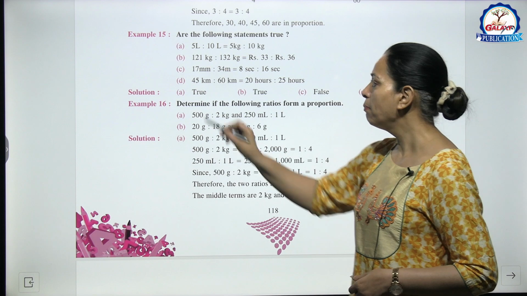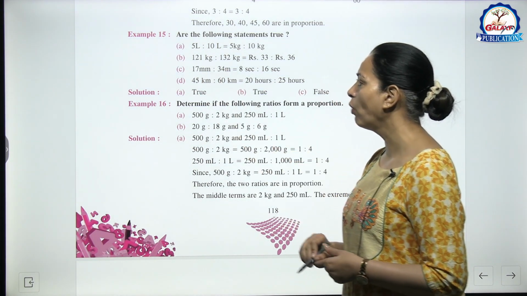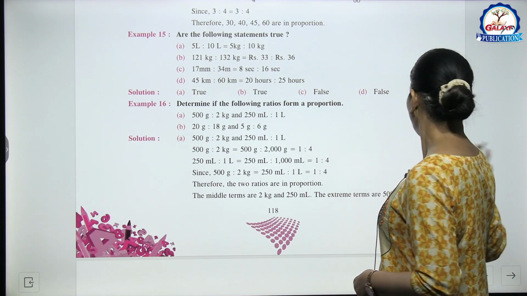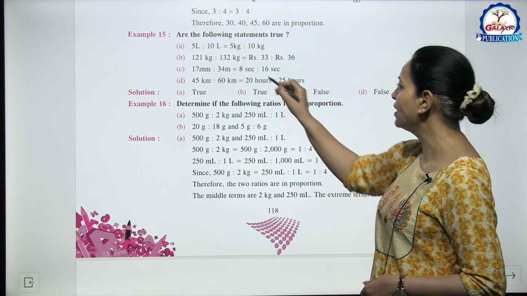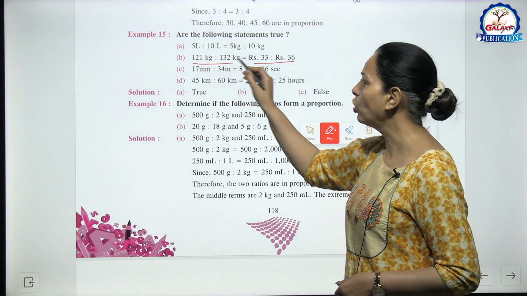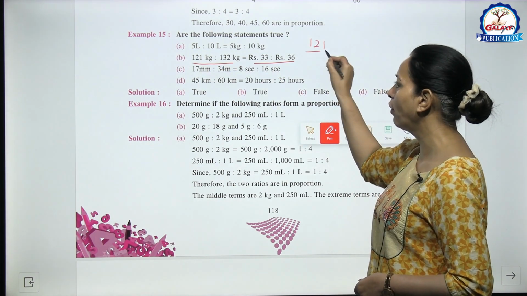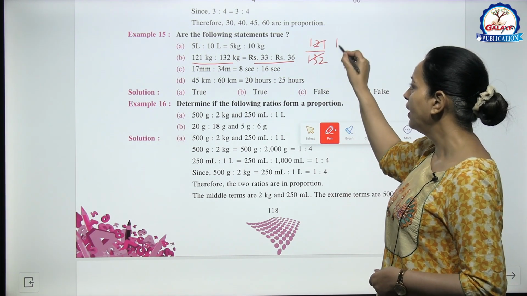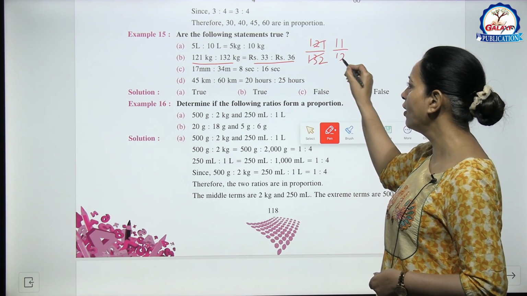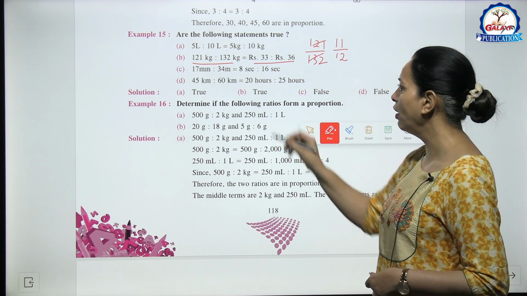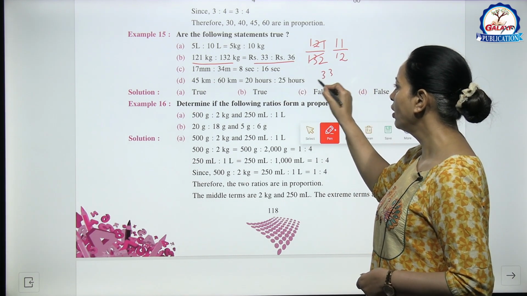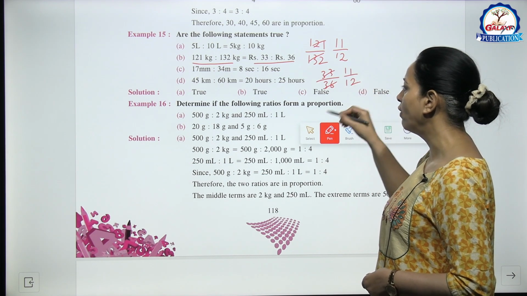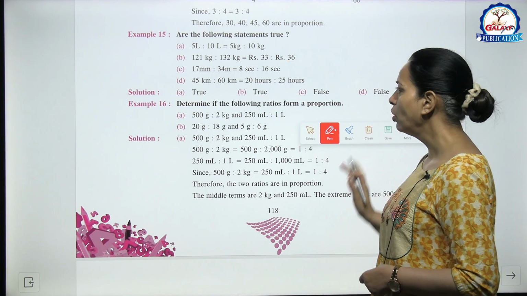Yes, true. B part 121 kg is to 132 kg equals ₹33 ratio ₹36. So we find the ratio of both. 121 upon 132, cut by 11, 11 and below comes 12. 11:12. And here 33:36, cut it by 3, 11:12. So yes, this is also true.